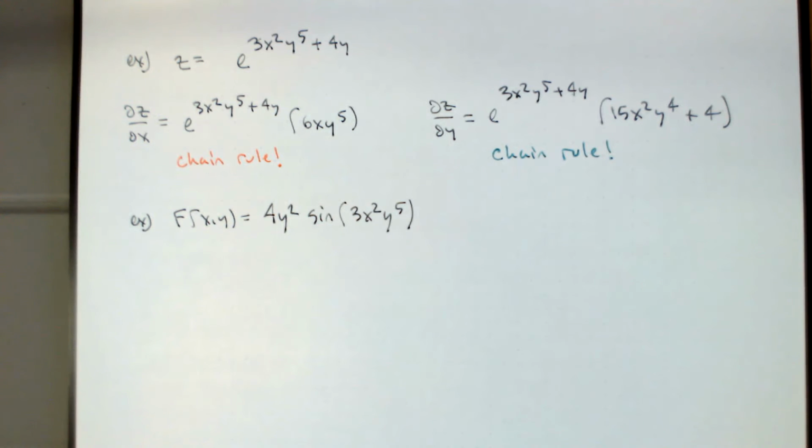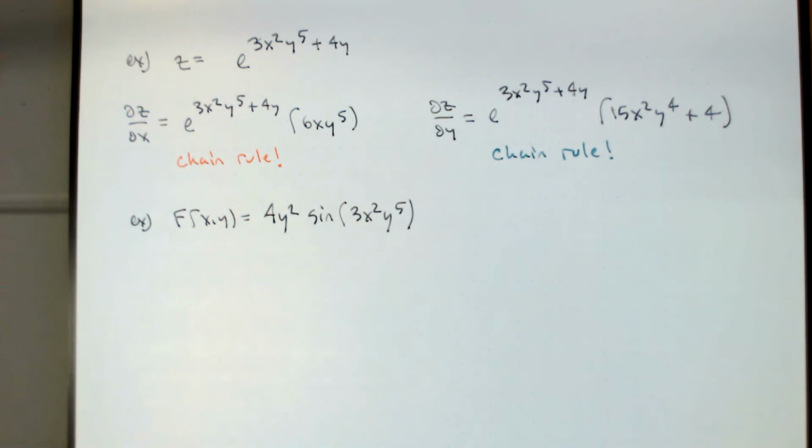Here's a function that we have to read. Look at the construction of this particular function. I've got a 4y squared times the sine of 3x squared y to the fifth. So I have a product, 4y squared times the sine of 3x squared y to the fifth. We're going to read this as a product, which means the product rule, except that 4y squared at the beginning is a constant factor with respect to x. So we don't have to use the product rule.